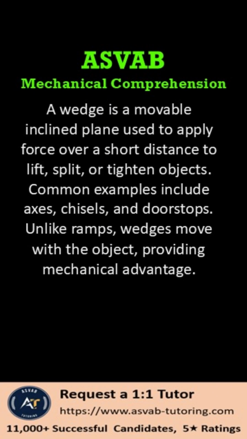A wedge is a movable inclined plane used to apply force over a short distance to lift, split, or tighten objects. Common examples include axes, chisels, and doorstops. Unlike ramps, wedges move with the object, providing mechanical advantage.